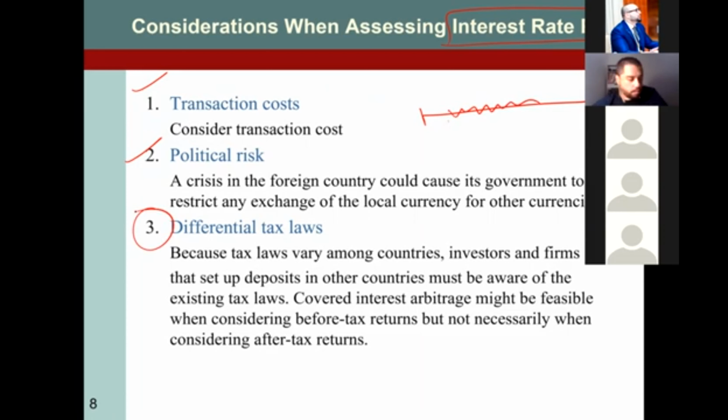Plus differential tax laws. Do consider the tax cost as well. Maybe in the foreign country the tax rate is 50% and in your country the tax rate is 10%. So you need to find out whether, after converting the return from the foreign country to the home country, I have to pay 50% taxes, which may, of course, decrease the return that I expected, right?